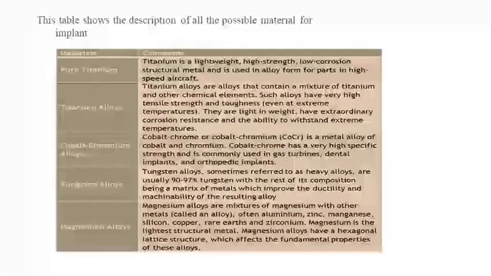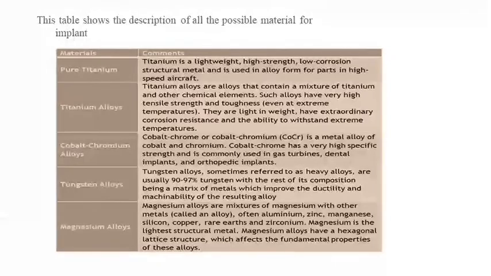Next is the strategy of material selection. This table shows the description of all the possible materials for hip implant: pure titanium, titanium alloys, cobalt chromium alloys, tungsten alloys, magnesium alloys.